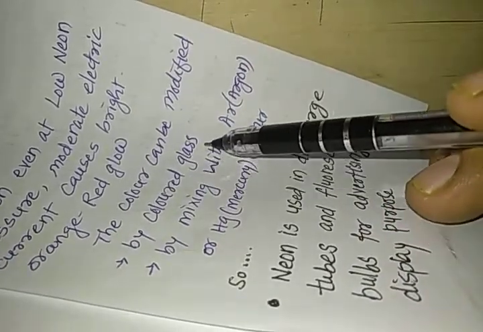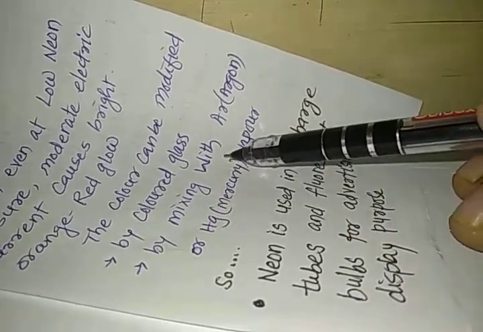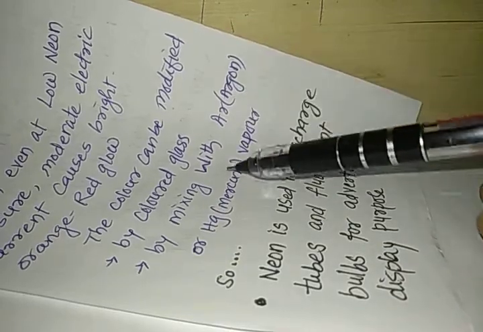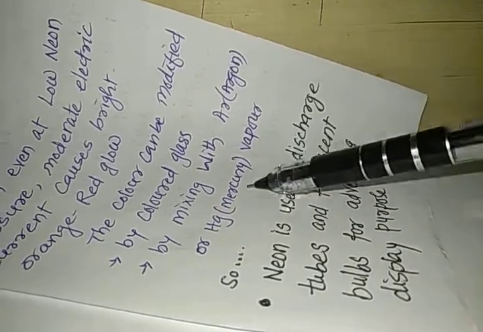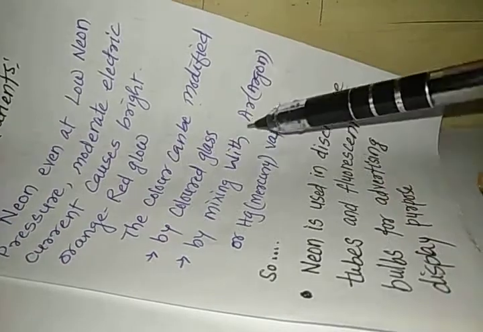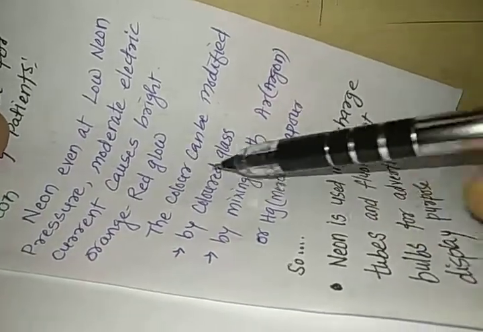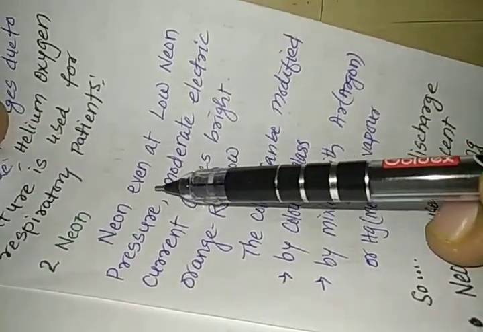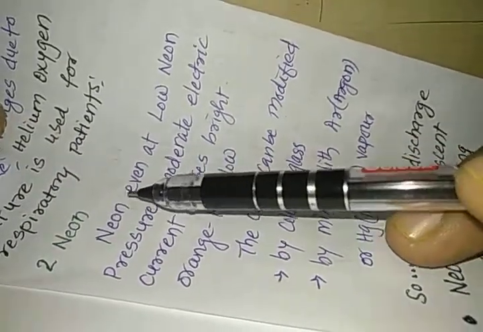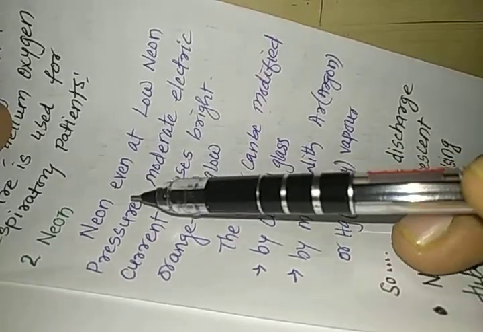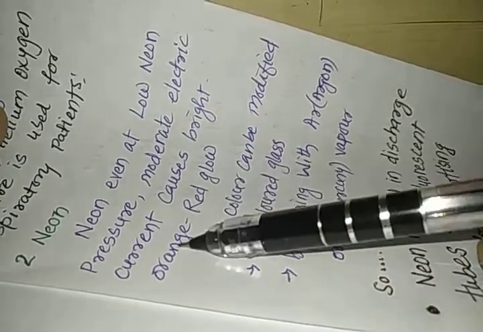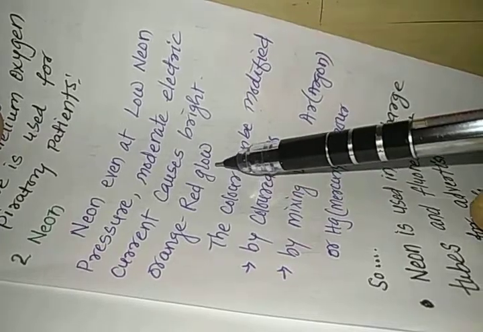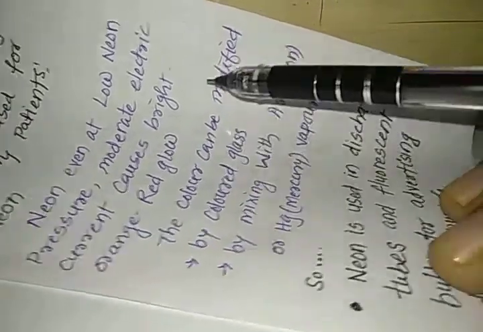The color can be modified by colored glasses and by mixing it with argon or with mercury vapor. So, by mixing neon gas with argon gas or with mercury vapor, we can have various colors in the tubes, or due to the electric discharge we can produce various colors other than orange-red from neon and the mixtures of these gases.